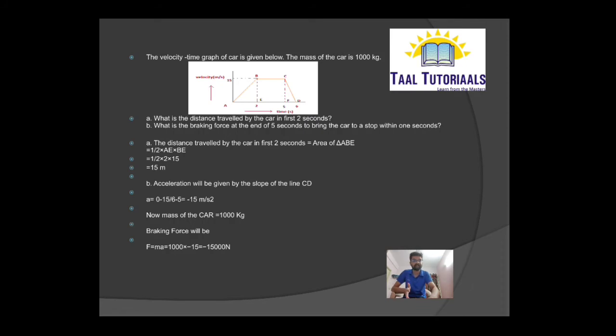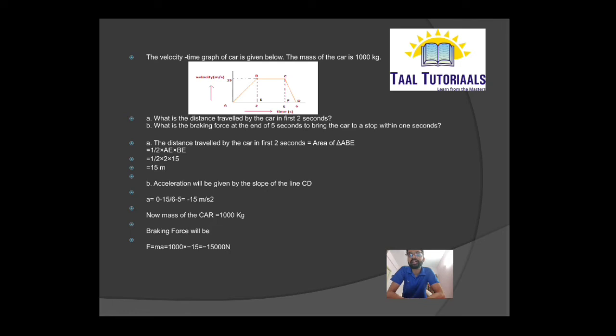This is a little graphical one, so please look at this question. The font is a little small because I have to fit the graph there. The velocity-time graph of a car is given below, and we know the mass of the car is 1000 kg. So look at the graph first. I am coming a little close to look at it. Velocity and time are given.